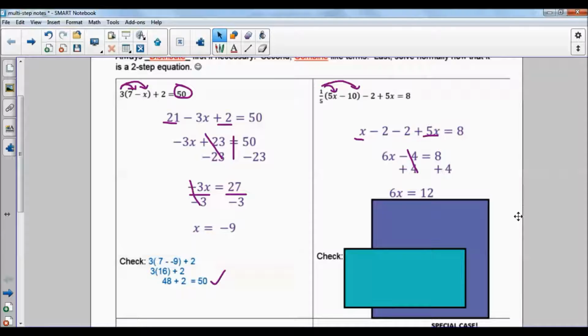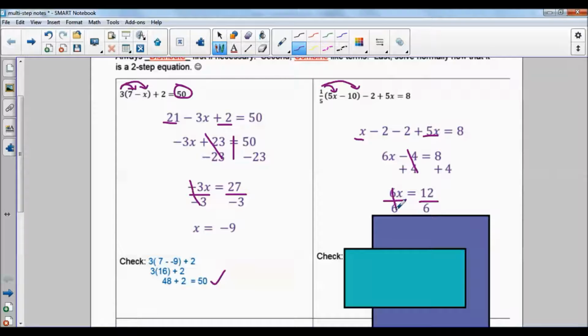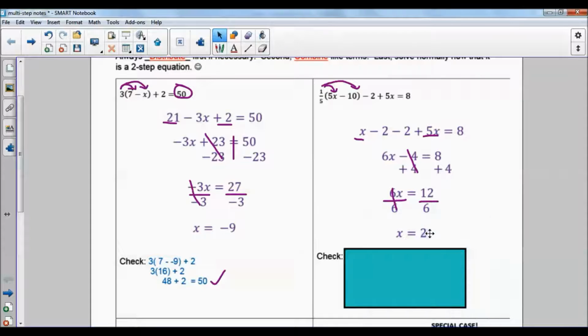So then if we have 6x equals 12, we need to get rid of this coefficient of 6, so it's being multiplied times x. So to undo it, the opposite of multiplying would be dividing. So we're going to divide on both sides. 6 divided by 6, again, these 6's are just going to cancel out, and we're left with x. And then 12 divided by 6 gives us 2 on the other side. So our final answer there is x equals 2.